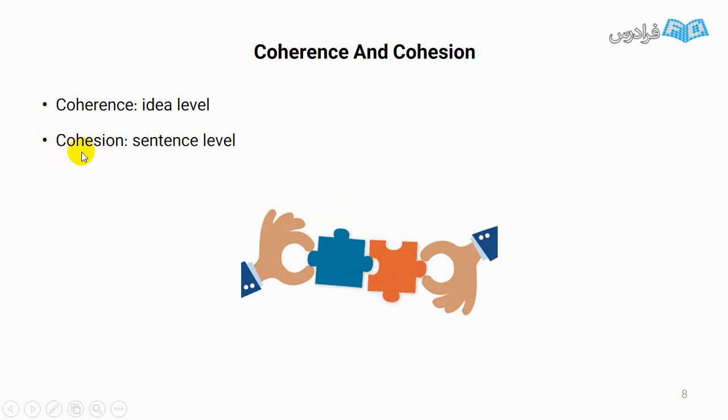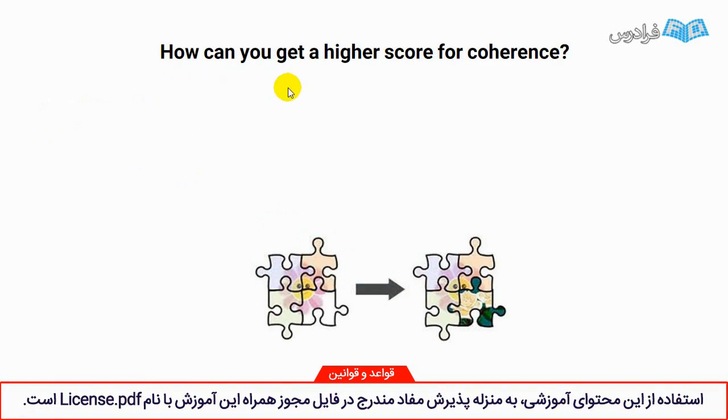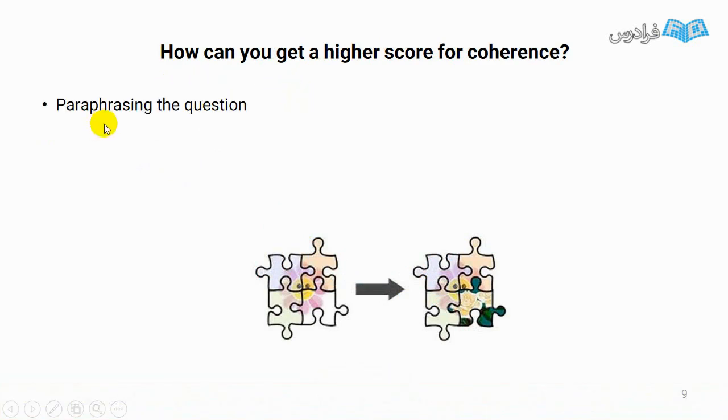What's the meaning of cohesion? Cohesion refers to the connection of ideas at the sentence level. Okay, how can you get a higher score for coherence? The first point is that you have to paraphrase the question.